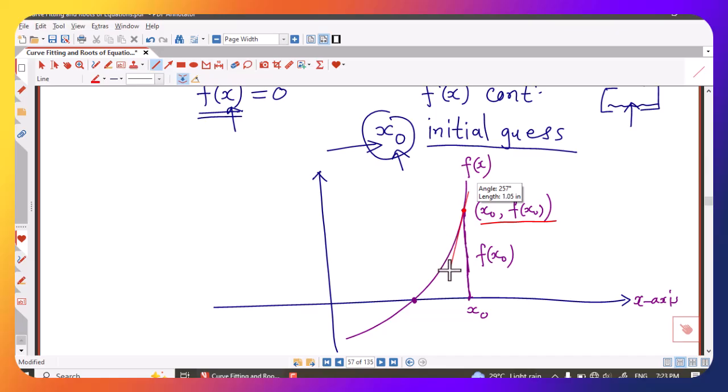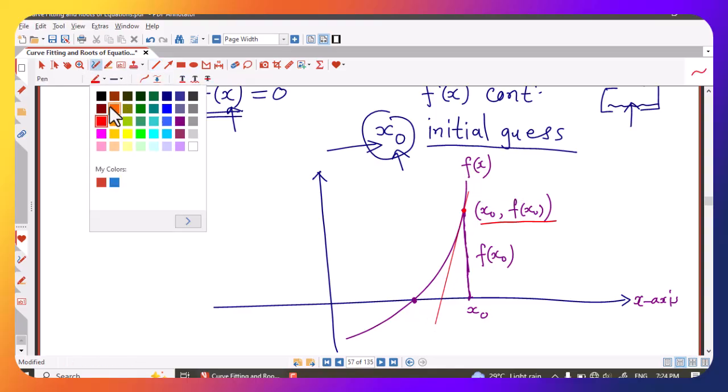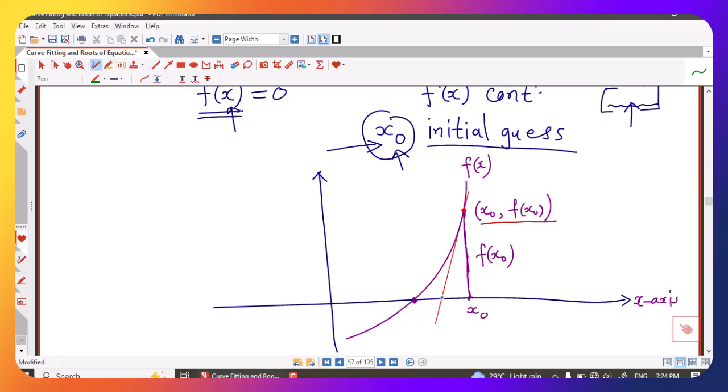Suppose this is the tangent line to the curve at this point, and we see at which point this tangent intersects the x-axis. So this line is tangent to the curve at this point, and it intersects the x-axis at this point. So this is our next approximation to the root, denoted by x1.